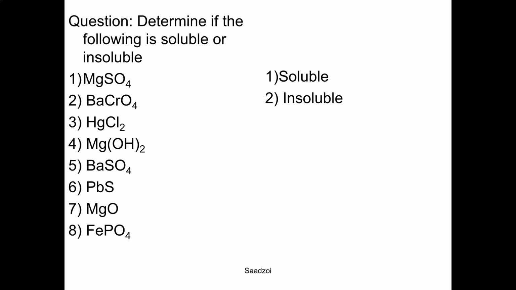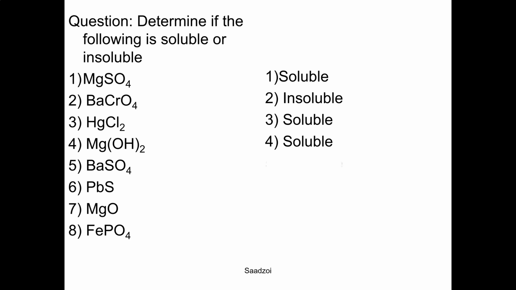Mercury 2 chloride. Notice there is no subscript here, so this is not mercury 1. So that means this is going to be soluble. Magnesium hydroxide, that's going to be soluble as well because it's not one of the exceptions we just talked about. Magnesium hydroxide is actually slightly insoluble, but you can get away with soluble for it. It's one of those weird halfway things.